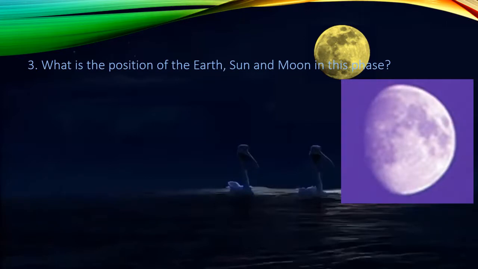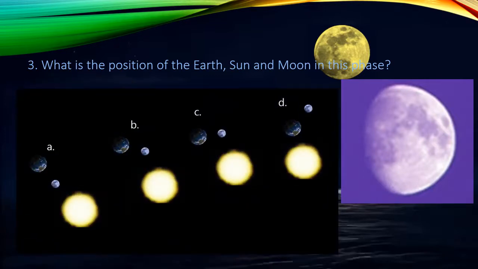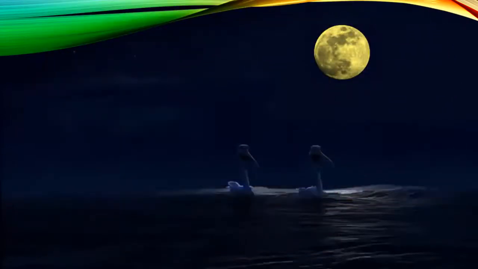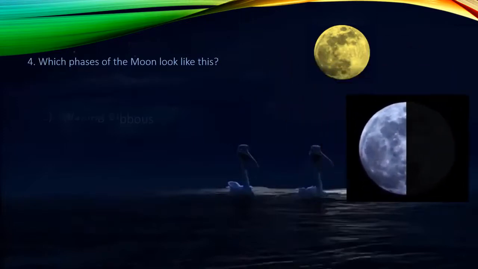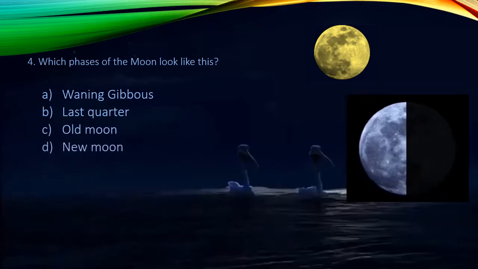What is the position of the Earth, Sun, and Moon in this space? A. The Moon is between the Sun and Earth. B. The Moon is now going 1/4 of its phase. C. It goes around 1/4. Or D. It goes another 1/4. Which phase is like this? A. Waning gibbous. B. Last quarter. C. Old moon. D. New moon.